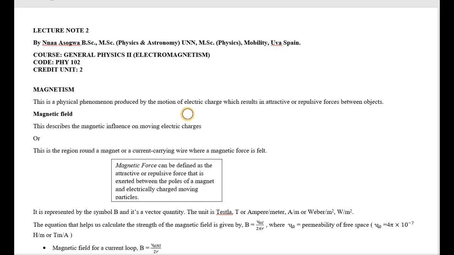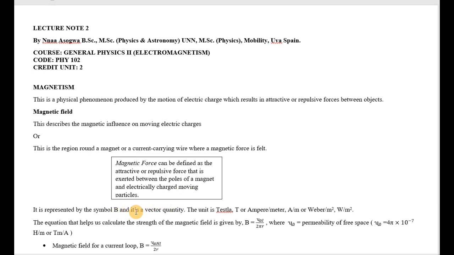This magnetic field is denoted by the symbol B and is a vector quantity. The unit of this magnetic field is Tesla or ampere per meter. It has another unit of Weber per meter square.